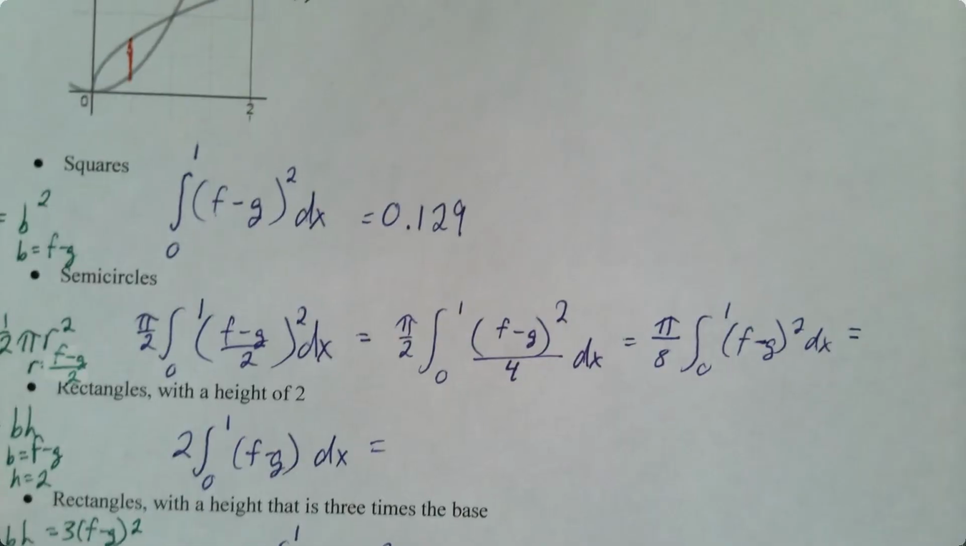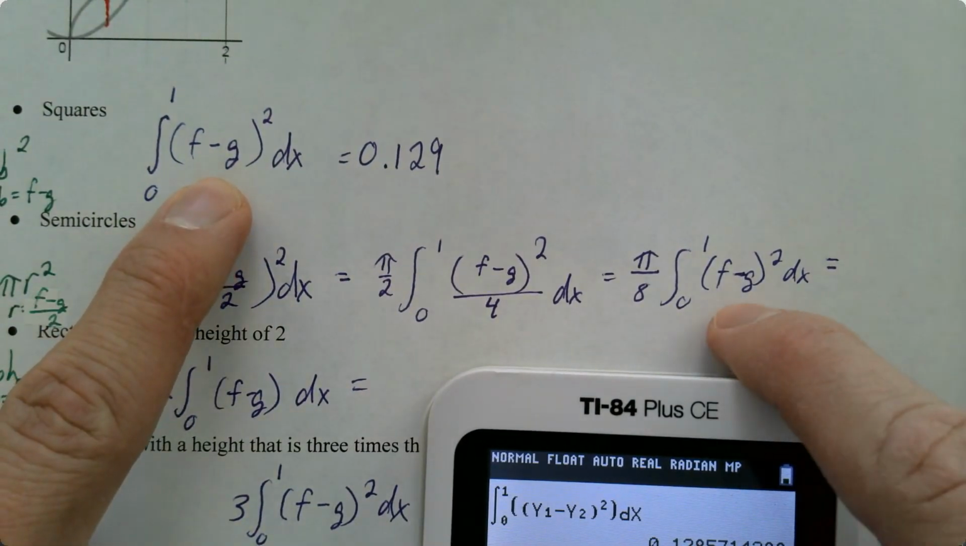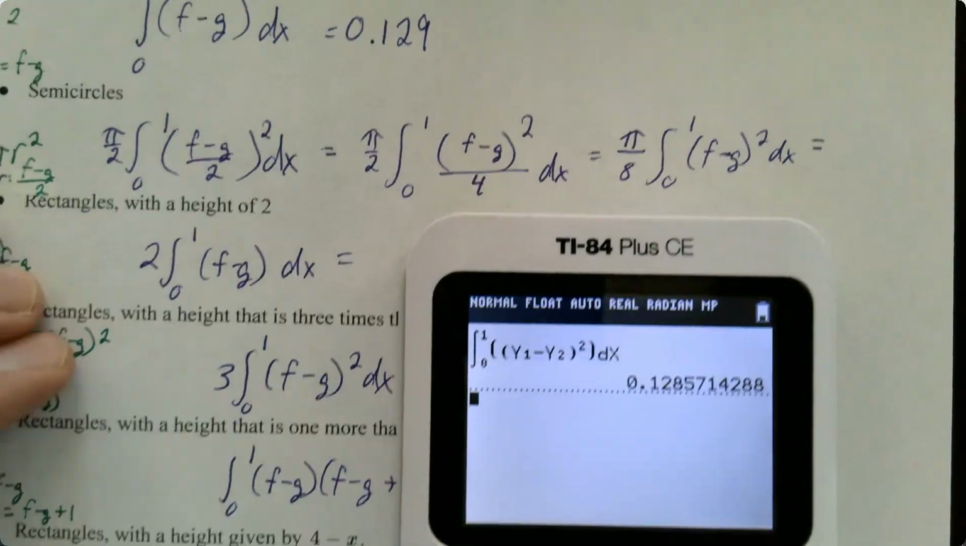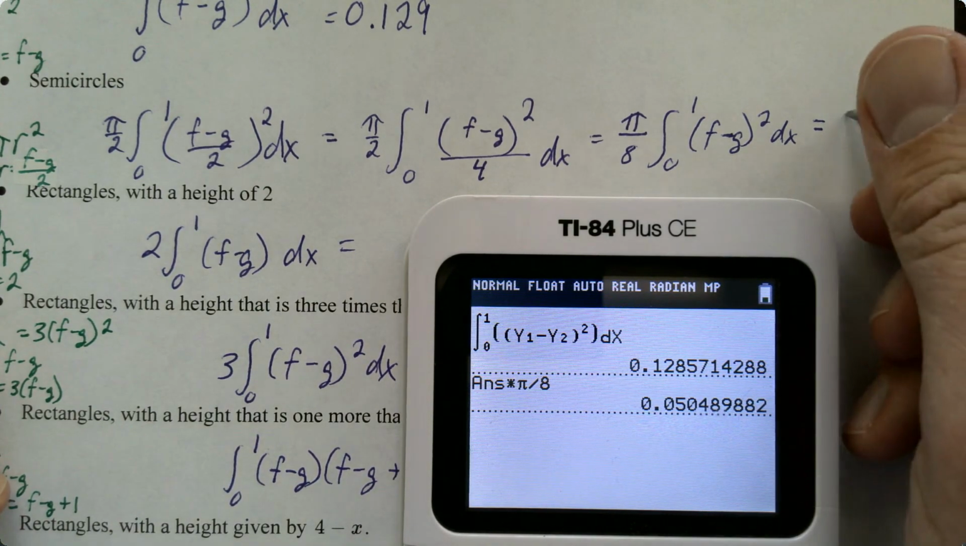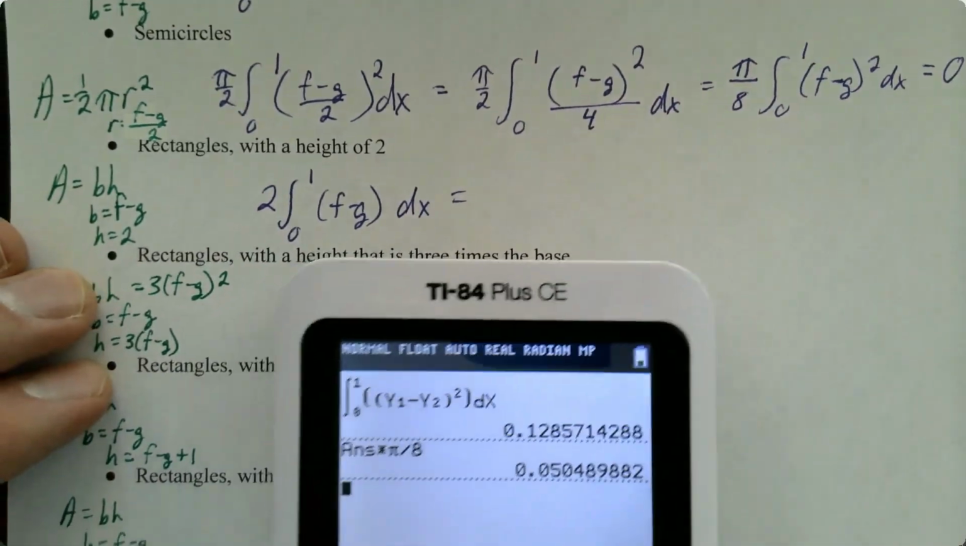So let's do it. I'm going to go to the second one, which is actually, notice, the first one times pi over 8. So we're just going to take that last answer, and we're going to say times. Pulls up the last answer. Once you type an operation, it pulls up the last answer. Just assumes you're going to do that. Multiply by that in that case. Pi over 8. And I have 0.050.